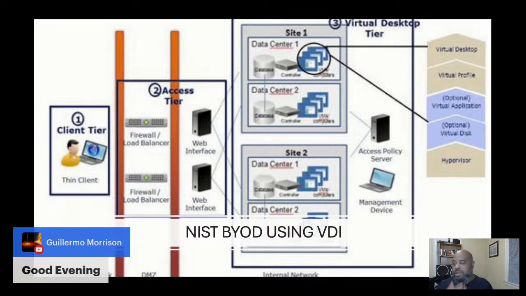So you see it. We're going to dive into it. Of course, we're going to do the NIST stuff first. That's actually a NIST 800-53 VDI infrastructure on the screen. Got your client, got your firewalls, getting into your cloud infrastructure. You see it, virtual desktop interface is VDI. That's the tier. Then you see a virtual desktop, virtual profile, virtual appliance, virtual disk, and the hypervisor. Managed devices.